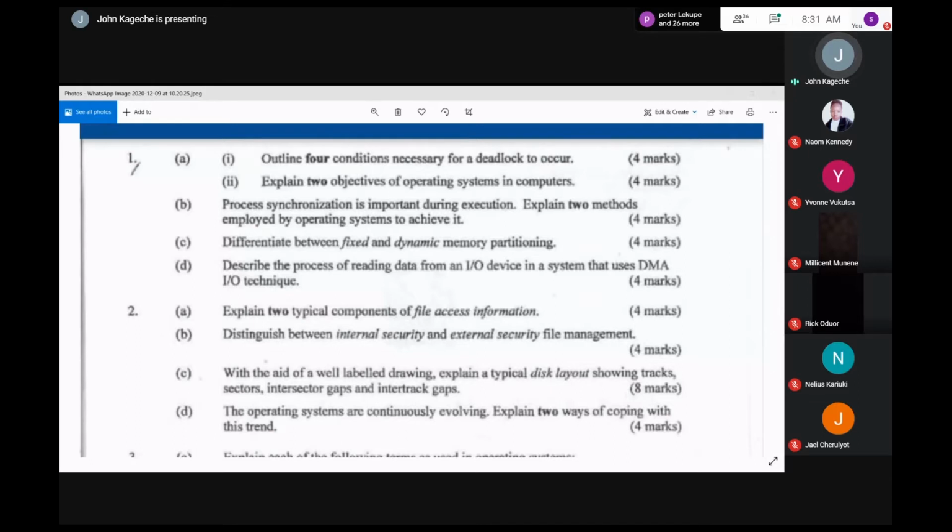How many marks would you have scored if you were the one doing that exam then? Now, question 2A. Explain 2 typical components of file access information.